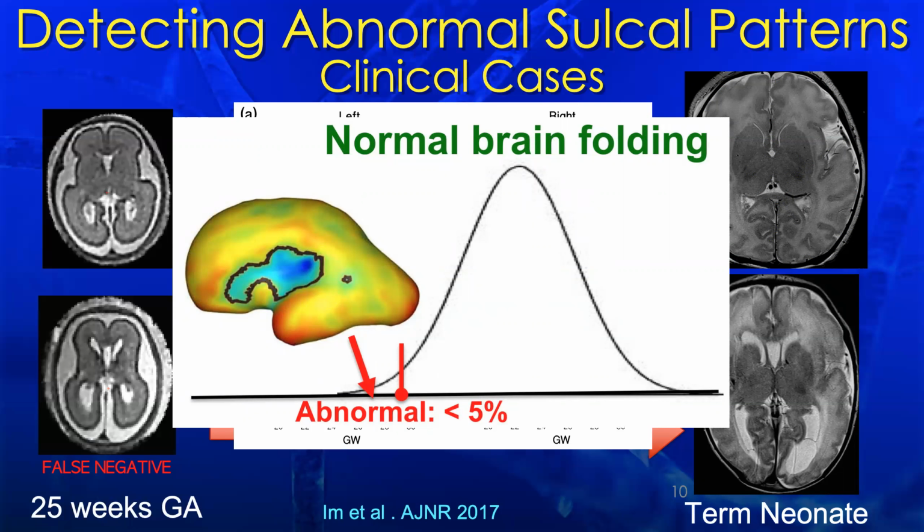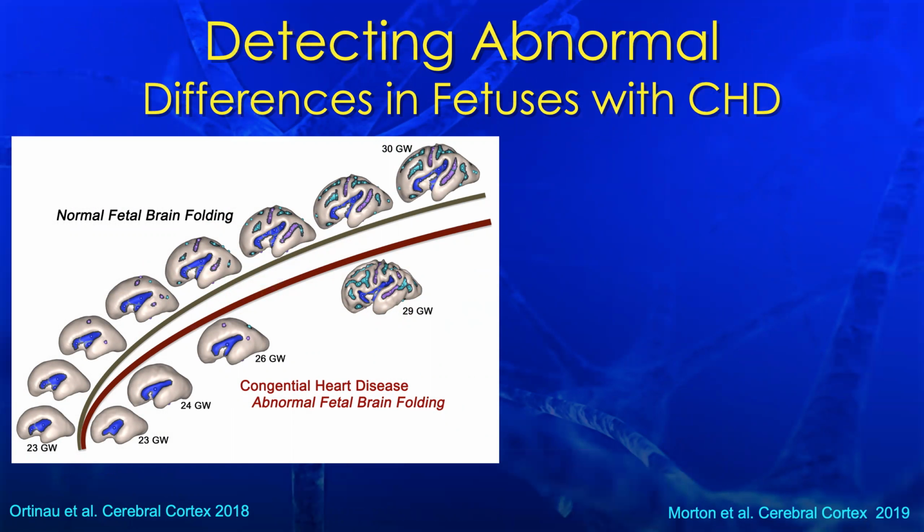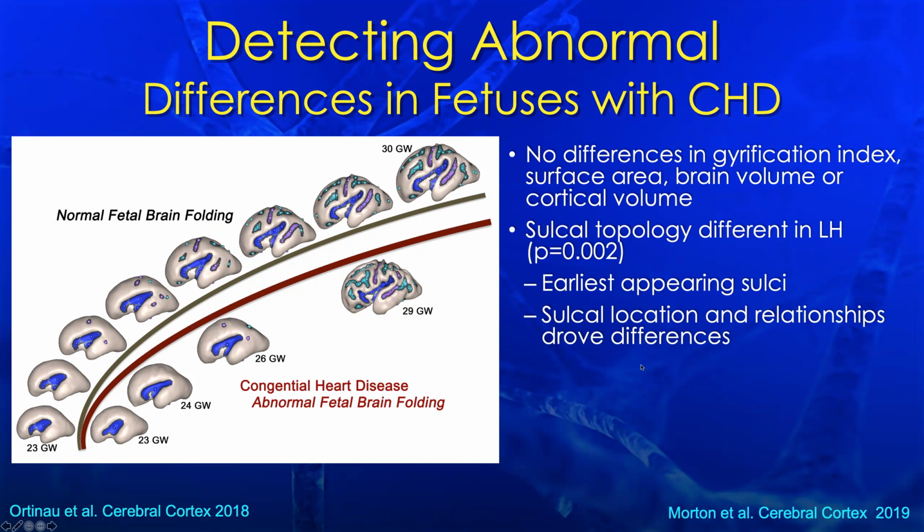Kehoe, also with Cindy and Caitlin, looked at the congenital heart disease fetal population, to see if there's any abnormal gyral topology in the developing fetal brains of fetuses with congenital heart disease. In this case, we saw no differences in the gyrification index again, with the surface area, brain volume, and cortical volume all being the same. However, the sulcal topology was different in the left hemisphere in the earliest developing sulci, and the sulcal location and relationships drove these differences again. So again, position is really, really important in terms of picking up differences.